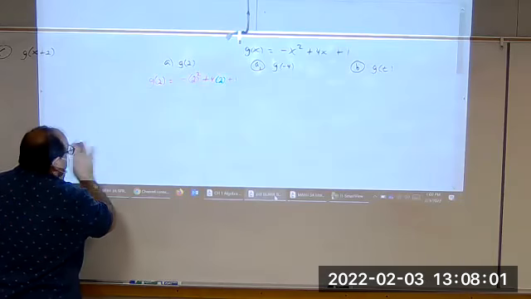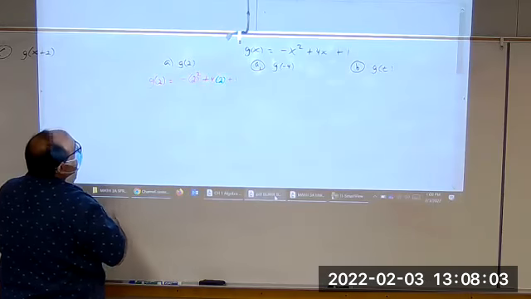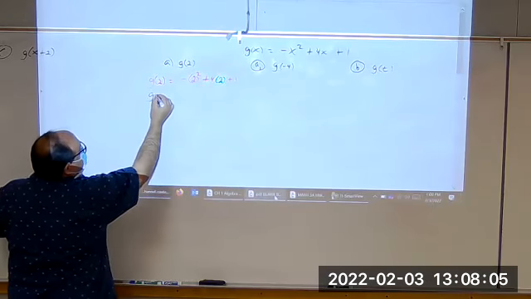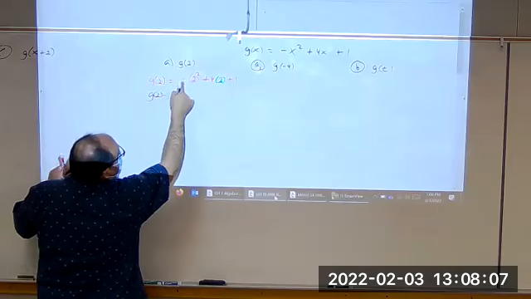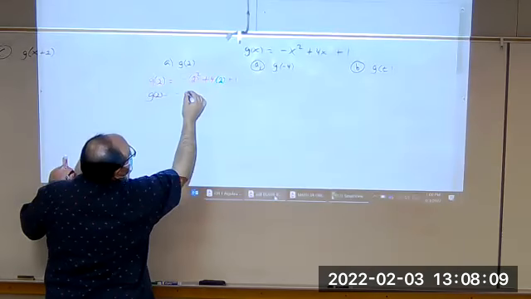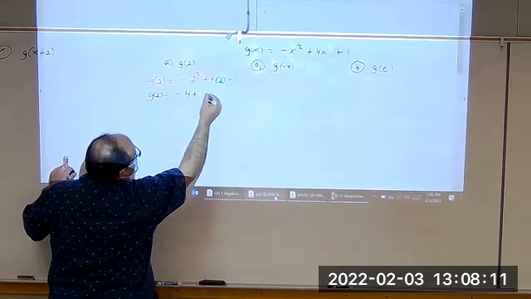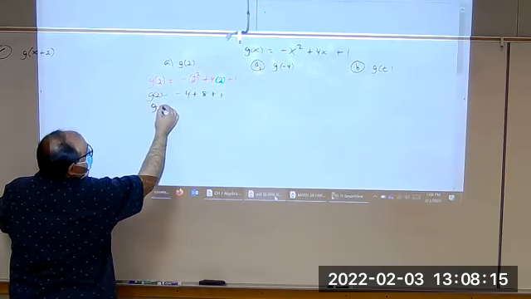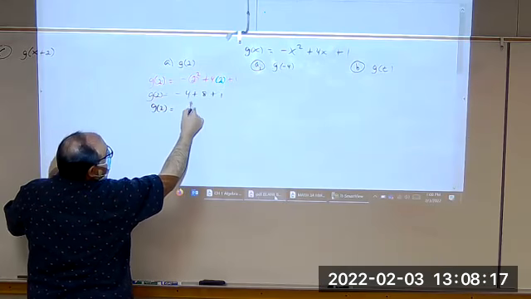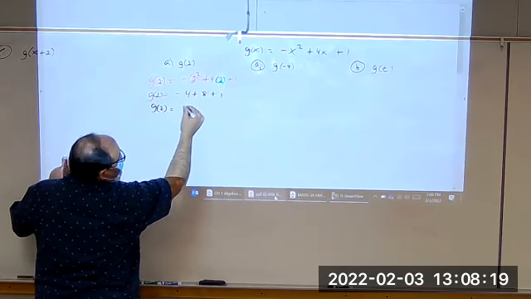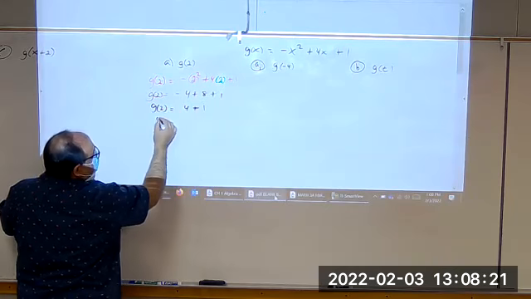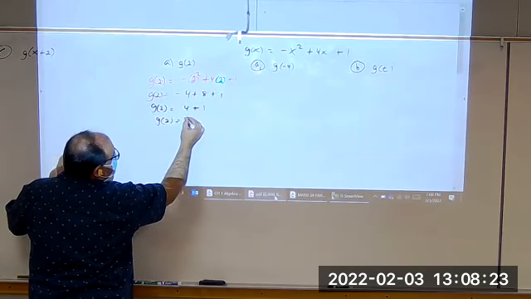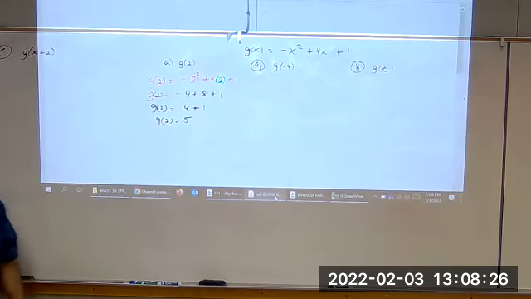So now G of 2, one step at a time. There's a negative, and then 2 to the second is 4, plus 4 times 2 is 8, and then a plus 1. So from left to right, negative 4 plus 8 is positive 4, plus 1. So G of 2 is equal to 5.